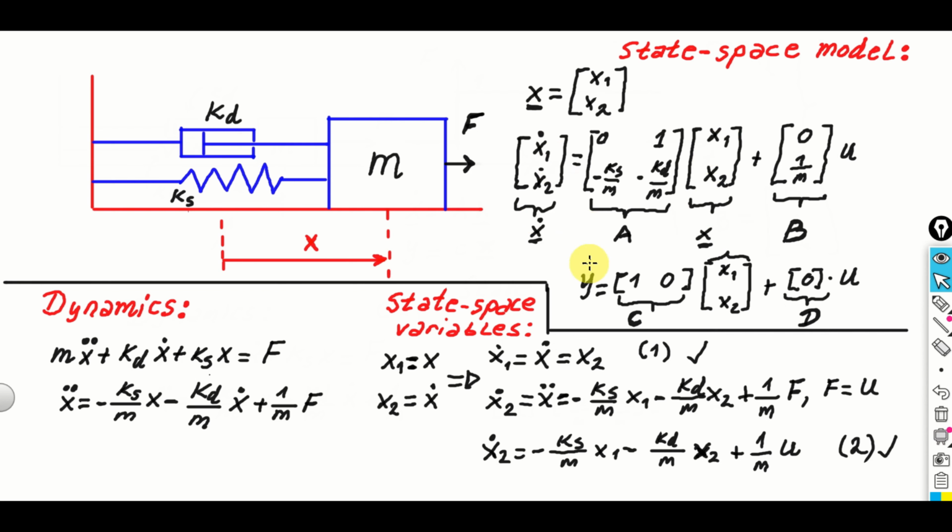Now, we introduce an output equation. Here we assume that we can directly measure the position x, and consequently the C matrix of our output equation will be 1, 0, multiplying x1 and x2, and plus 0 multiplying u, since we are only measuring x1. We call this matrix C, this matrix D, and we obtain the standard state space model. The next step is to simulate the state space model to arbitrary control input signals. That is, we assume that F is a user-defined signal. And let's learn how to do this in MATLAB.